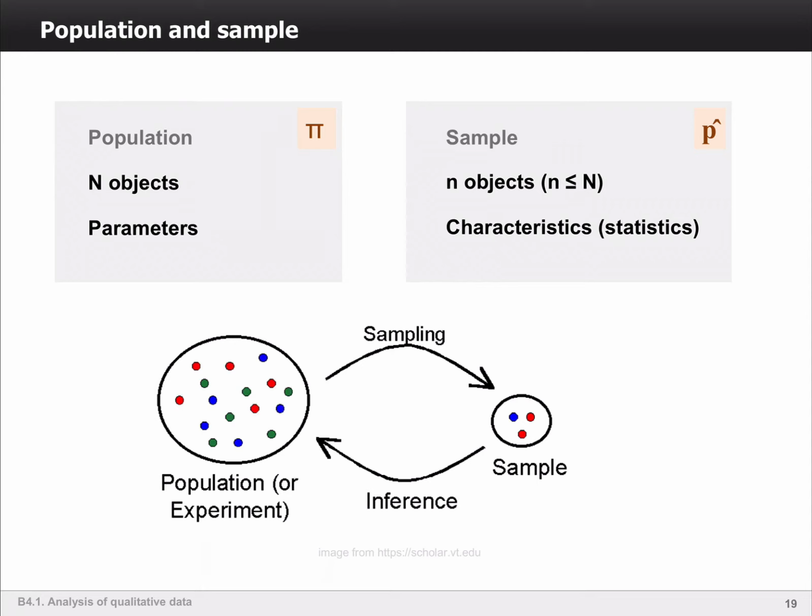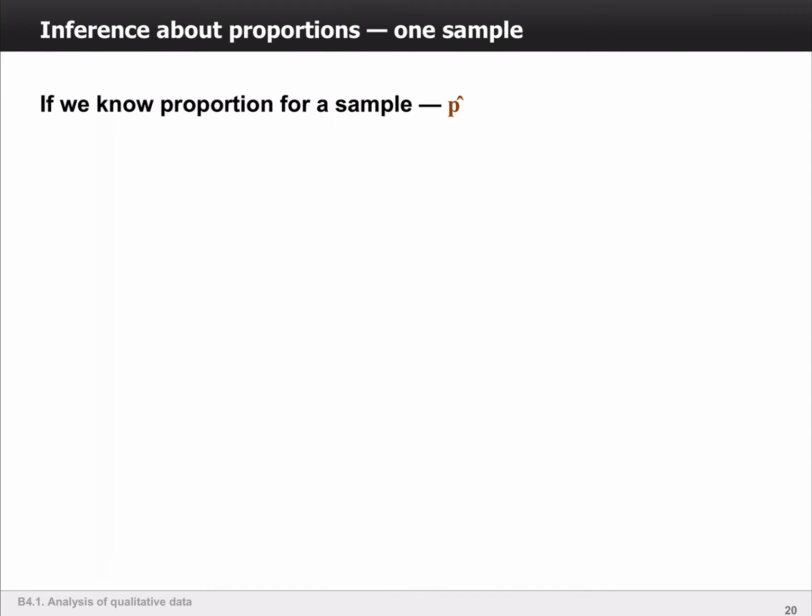I'll just remind you that the proportion for the population we will call pi, and the proportion for a sample is p hat. This is just so as not to confuse you with the p values. So the idea is, can we get pi by knowing p hat? And if we know pi, can we calculate a p-value to get a p hat as extreme as we have or even more extreme? So let's discuss this proportion.